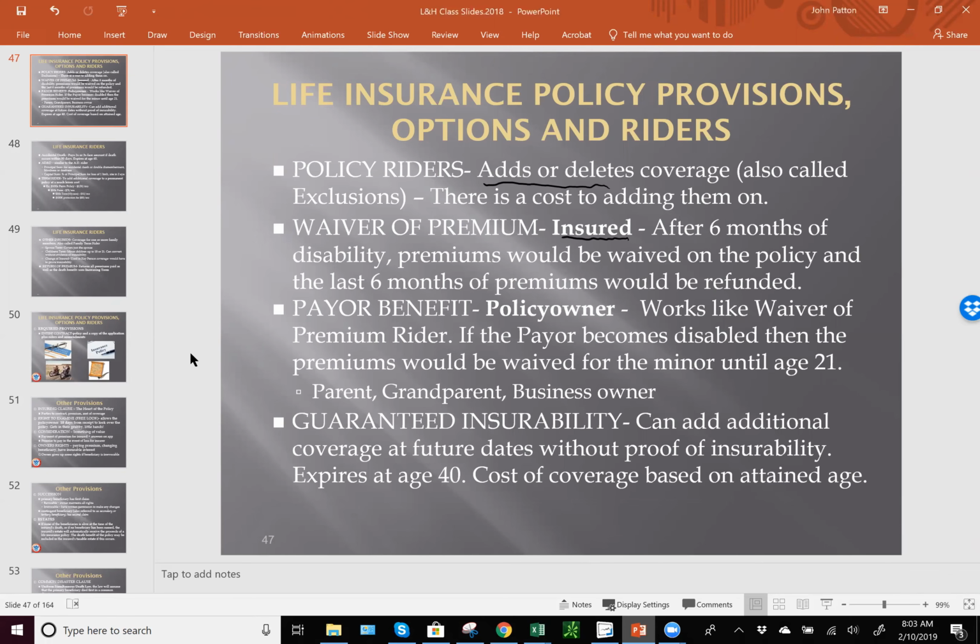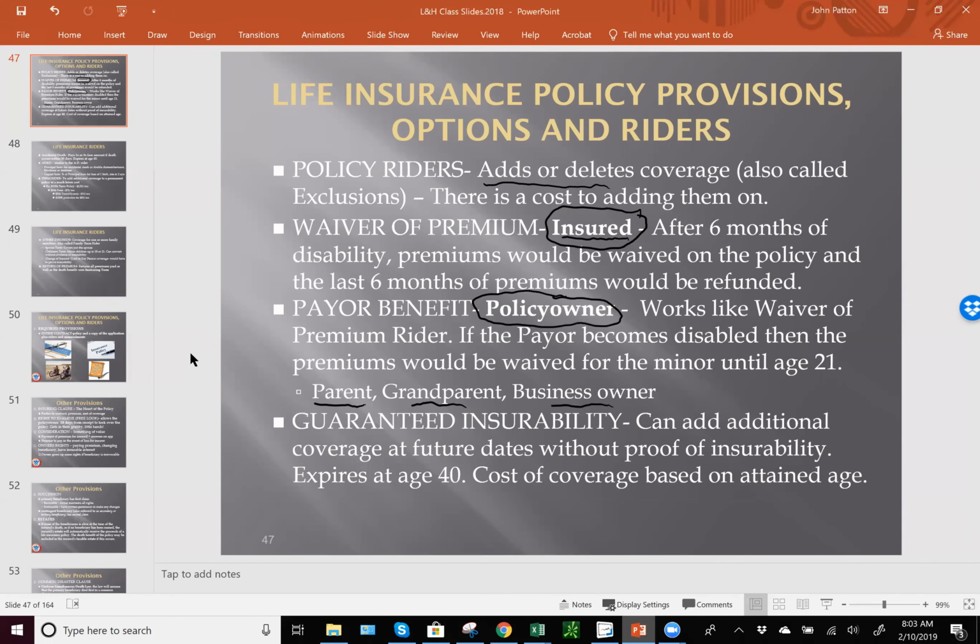So very important that for your test, anytime you have a question about a rider that waives premiums or you can forego making premium payments, they will always have waiver of premium and pay or benefit to choose from. For you to pick waiver of premium as the answer, it would have to be the insured who is disabled. For you to pick pay or benefit as the answer, it would have to be a third party, the policy owner who is disabled. The way I've seen it on your test more oftentimes is a parent or a grandparent or a business owner. So if you see any of those referenced in the question, then pay or benefit would be your answer.